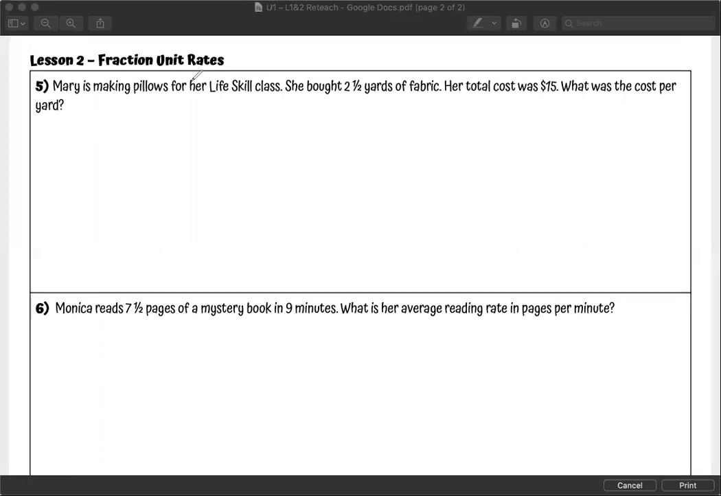So Mary is making pillows for her life skill class. She bought 2.5 yards of fabric. Her total cost was $15. What was the cost per yard? So that's per 1 yard. So I'm comparing yards and I'm comparing money. So we have 2.5 yards for $15. We want to know what is the cost. We are solving for the cost for 1 yard.